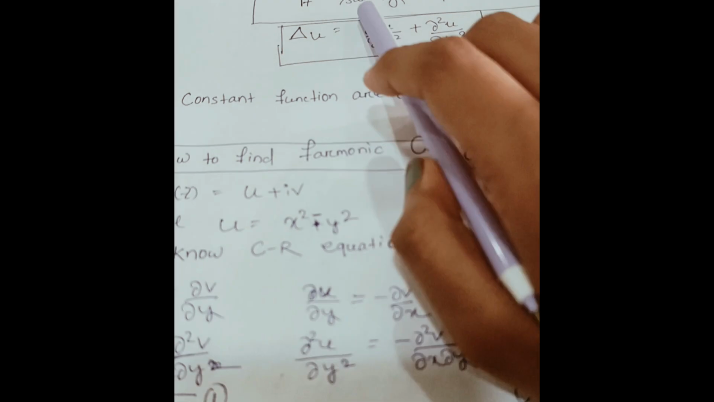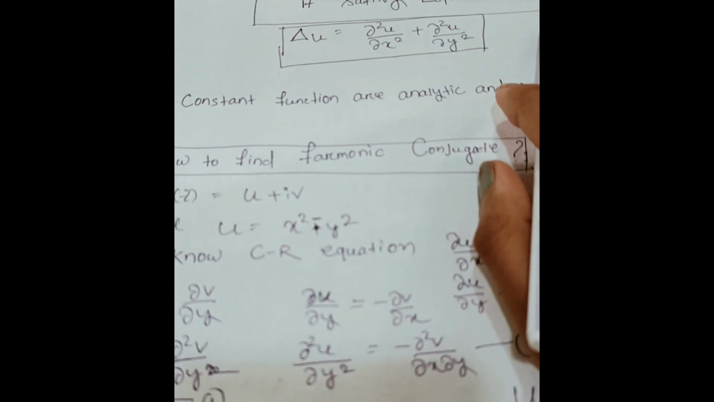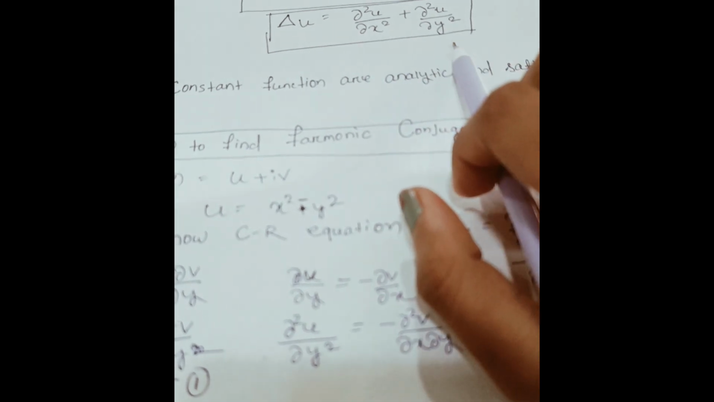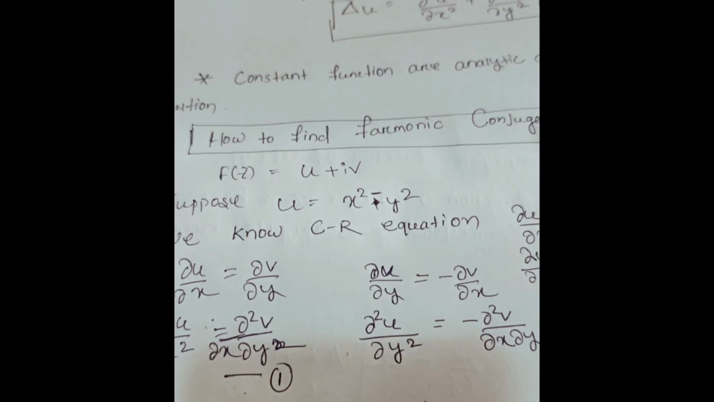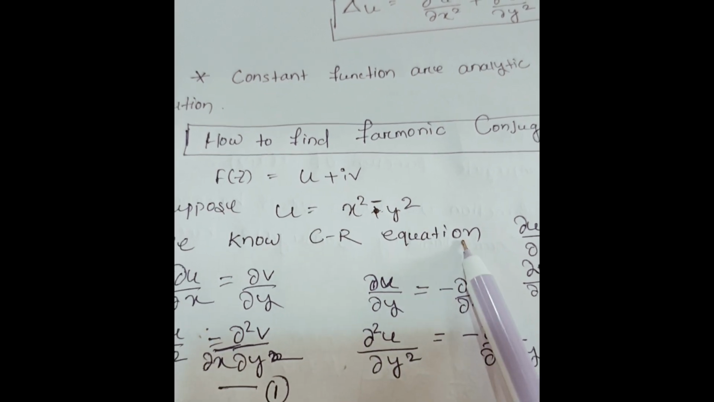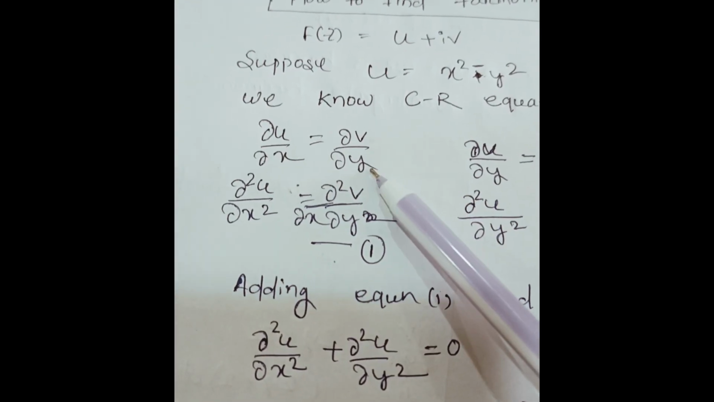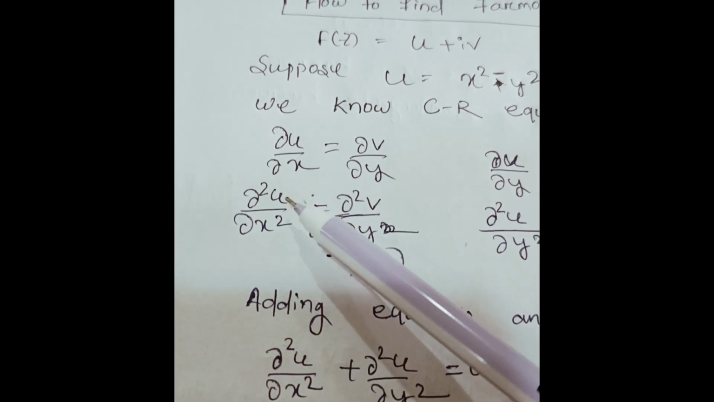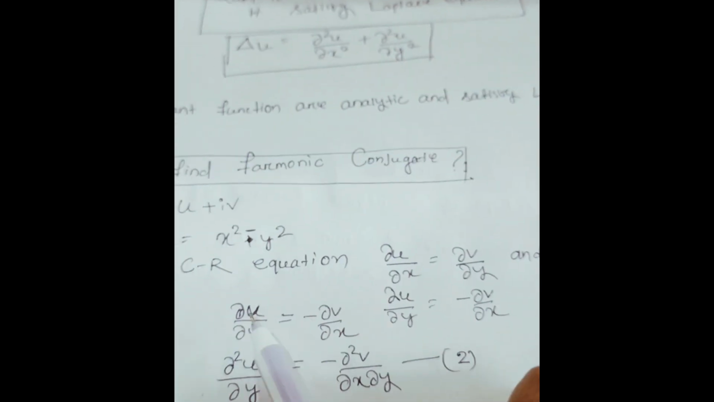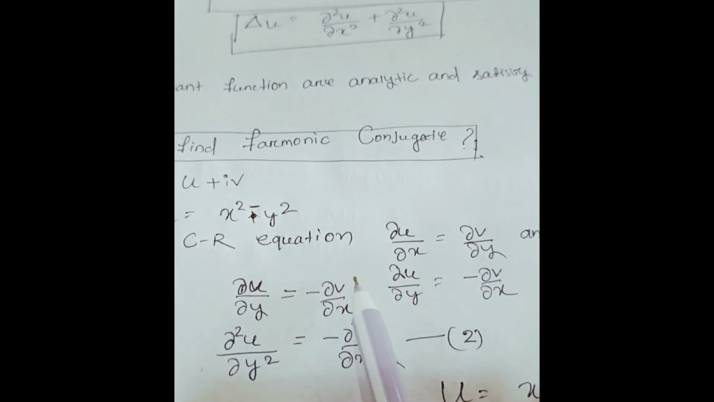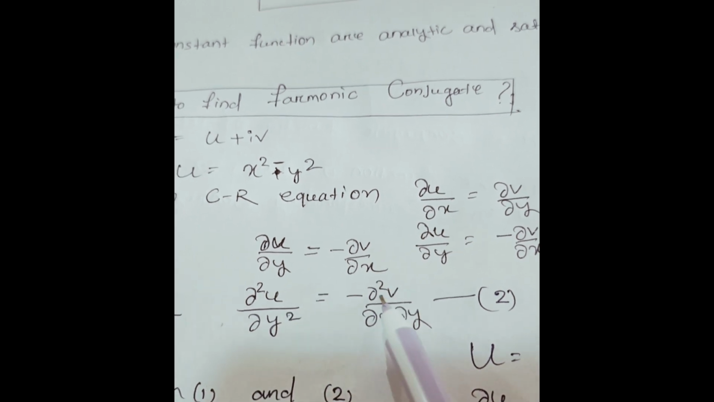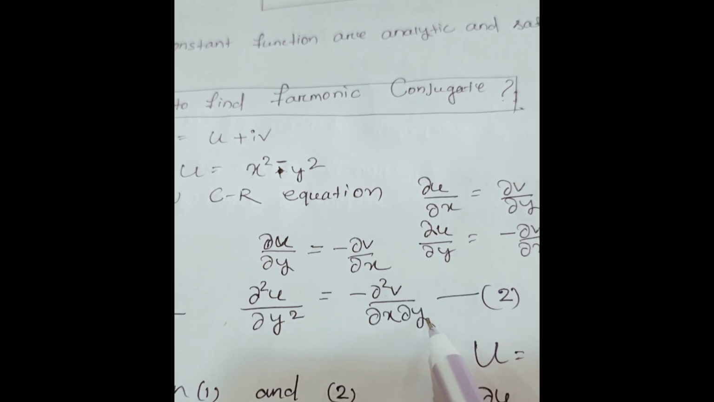A function u(x,y) is said to be harmonic if it satisfies the Laplace equation. What is the Laplace equation? Del squared u equals del squared u by del x squared plus del squared u by del y squared. We know that f(z) = u + iv. We know the CR equation del u by del x equals del v by del y, and from this we find del squared u by del x squared equals del squared v by del x del y. And we know that del u by del y equals minus del v by del x, and from this we find del squared u by del y squared equals minus del squared v by del x del y.